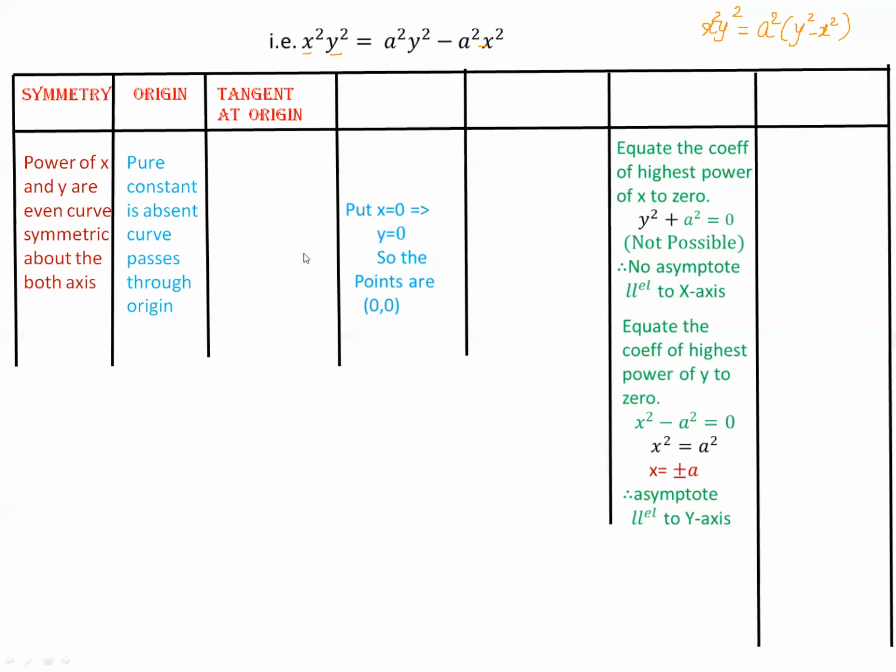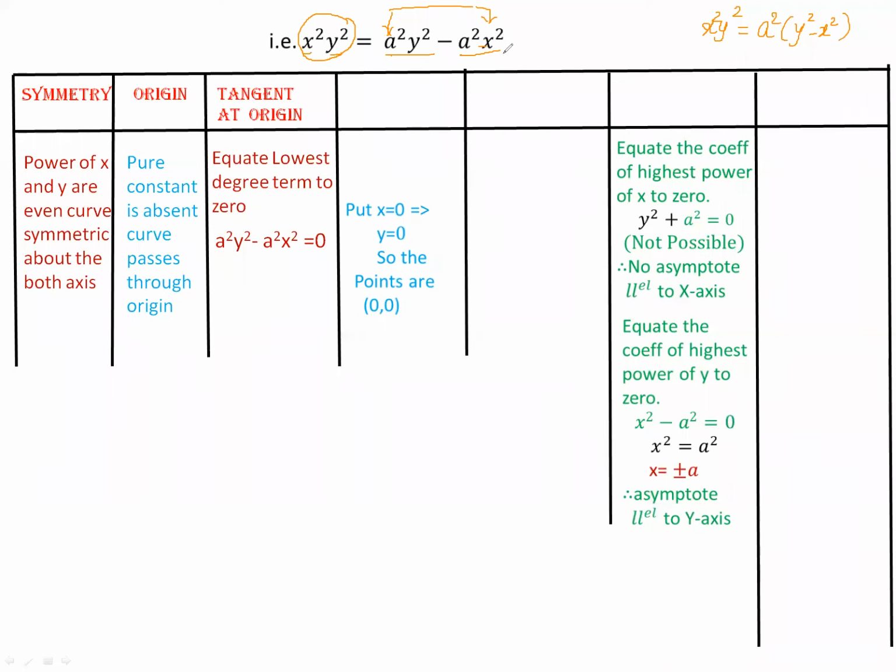Then tangent at origin. Equating the lowest degree term to 0. From this equation, we are taking the lowest degree term, that is a square y square minus a square x square, or x square y square. The degree of this term is 2 or 4? What is the degree of x square y square? It is 4. So the lowest degree term is a square y square minus a square x square.